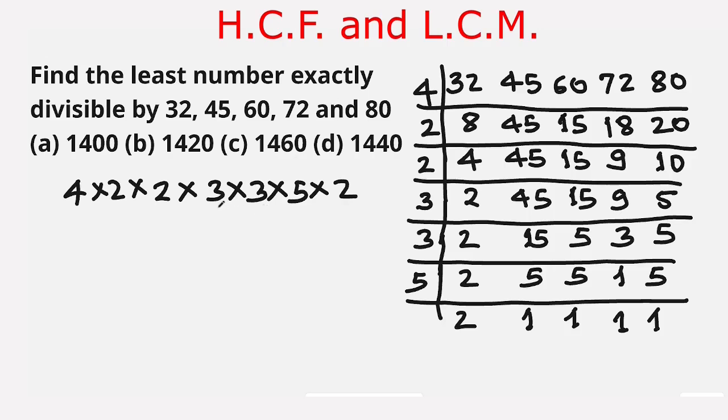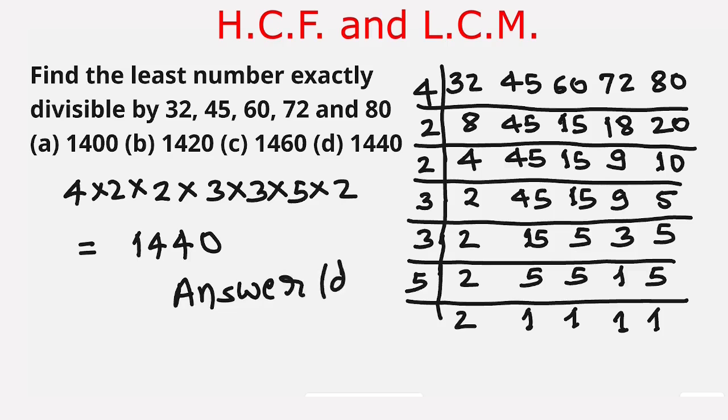3 times 3 is 9. 9 times 2 is 18. 18 times 2 is 36. 36 times 4 is 144, and we multiply it by 10. So we write 0 after 144. So it becomes 1440. And from the given options, our answer is option D, 1440. This is the required number which is exactly divisible by 32, 45, 60, 72 and 80.